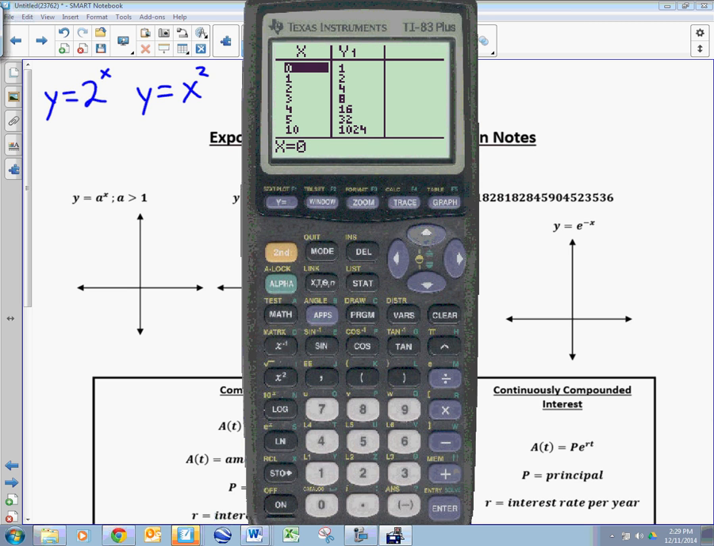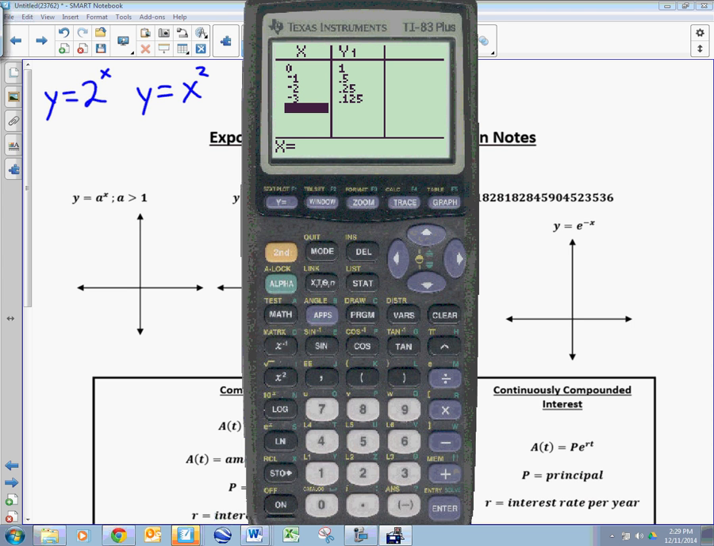Go up here, get rid of some of these values, and punch in some new ones. Again, 0 gives me 1. Any idea what negative 1 will give me? 2 to the negative 1. What does that mean? It means 1 over 2, right? Negative means you flip it, move it to the denominator. So you get 1 over 2 or 1/2. Whereas negative 2 would be 1 over 2 squared.